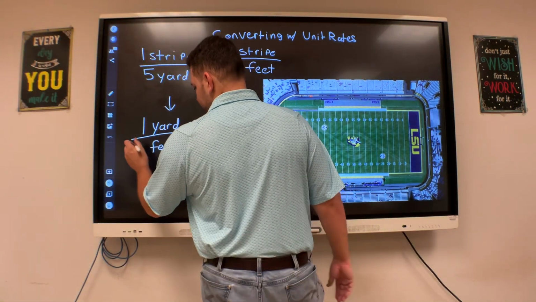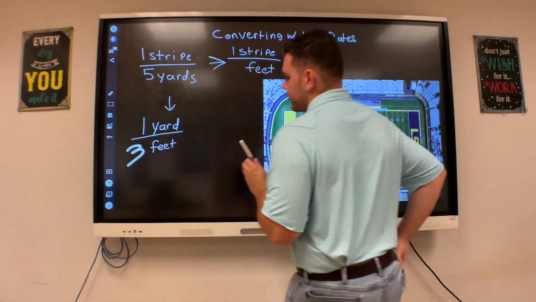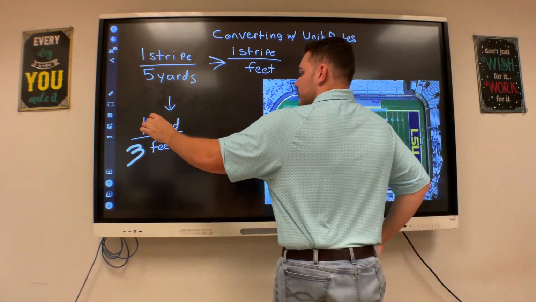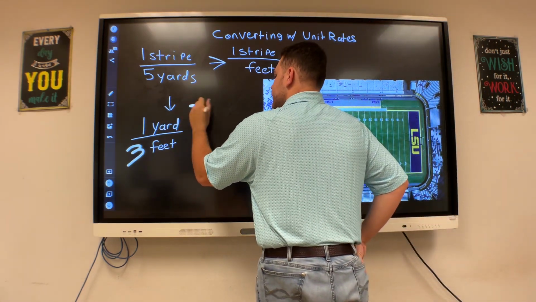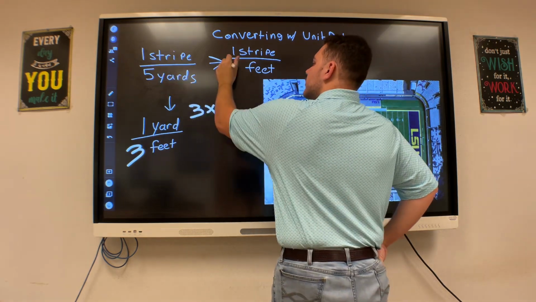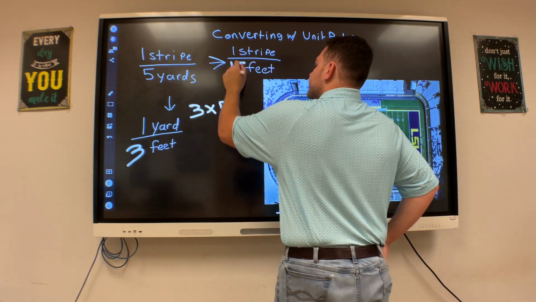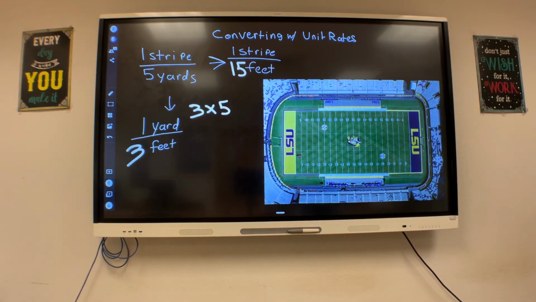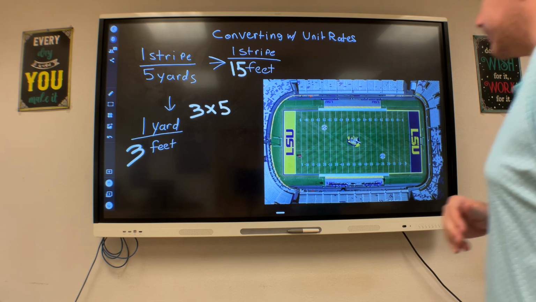But in 1 yard, there are 3 feet. And so if there are 3 feet in 1 yard, we would just do 3 times 5, because we're talking about 5 yards, which would give us 15. So if there are 5 yards between every stripe, that means there are 15 feet between every stripe also.